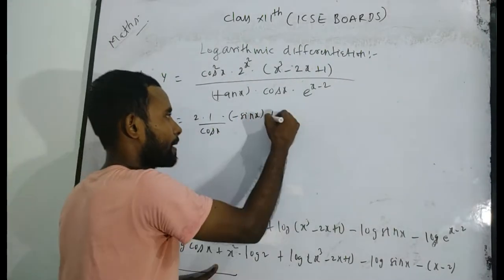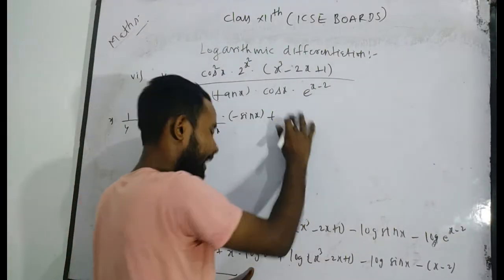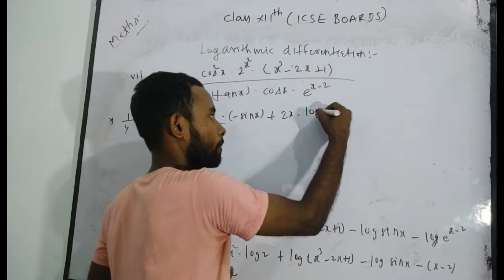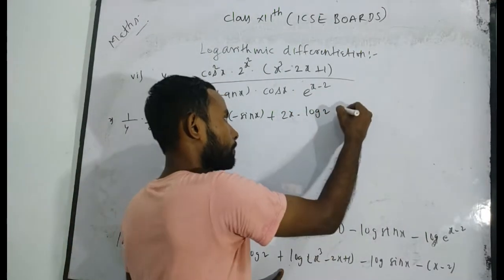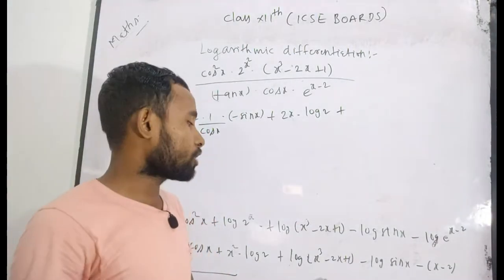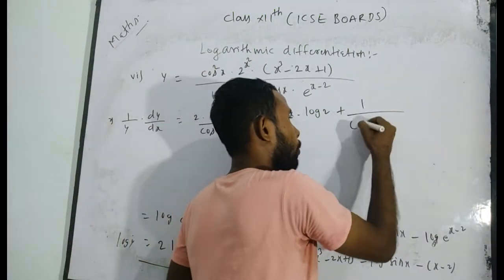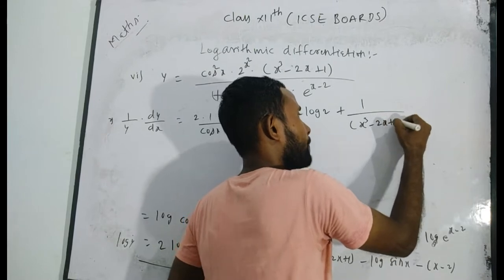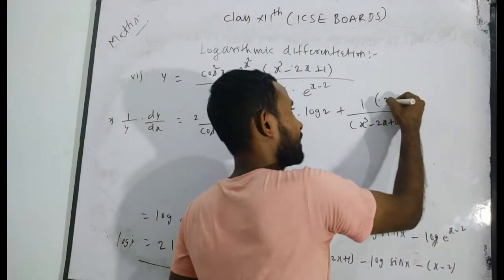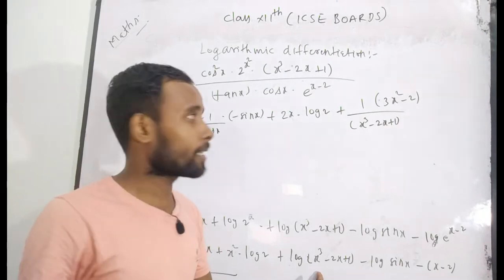And plus, as you know that log 2 is a constant, so you can take it out. And the derivative of x square with respect to x will be 2x, so you can write directly 2x into log 2. Plus the derivative of log of x cube minus 2x plus 1. Partially differentiate log of x cube minus 2x plus 1 with respect to x cube minus 2x plus 1. In that case, you will get 1 upon x cube minus 2x plus 1. And again, you have to differentiate x cube minus 2x plus 1 with respect to x. In that case, you will get 3x squared minus 2.